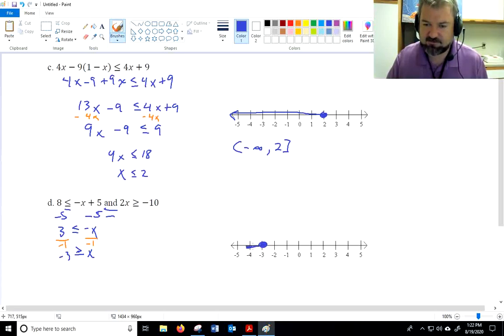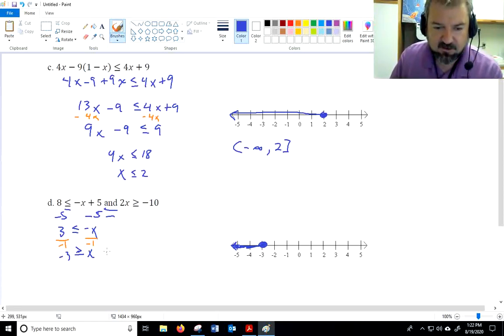I don't know if you ever heard that. That's kind of fallen out of favor in math circles, but I grew up with this thing here being an alligator, and it always, whatever it's eating is bigger than the other one. Okay, so, and we still have this and here. We're going to divide both sides by 2, and I get x is greater than or equal to -5.